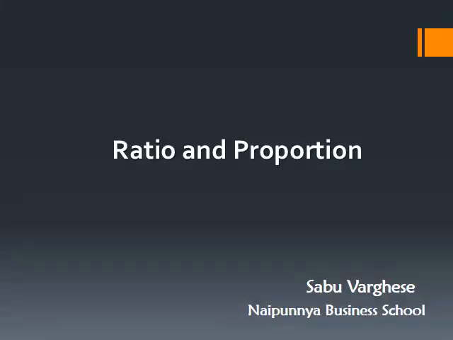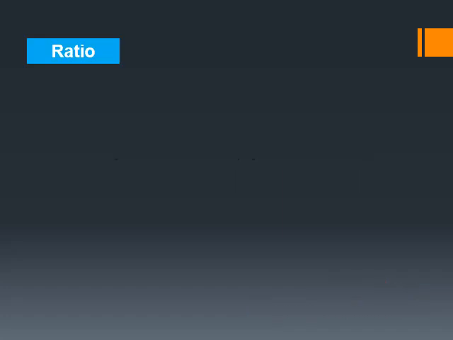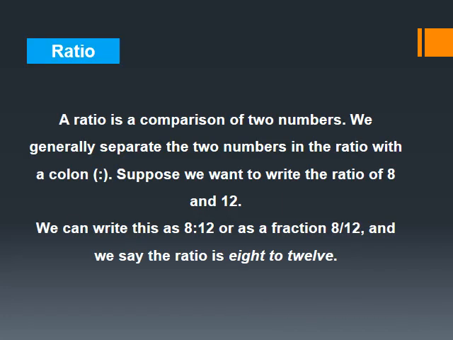Hello. In this session, we will discuss ratio and proportion. What is a ratio? A ratio is a comparison of two numbers. We generally separate the two numbers in the ratio with a colon. Suppose we want to write the ratio of 8 and 12. We write it like 8 to 12, or as a fraction, 8 by 12. So that is what a ratio is.